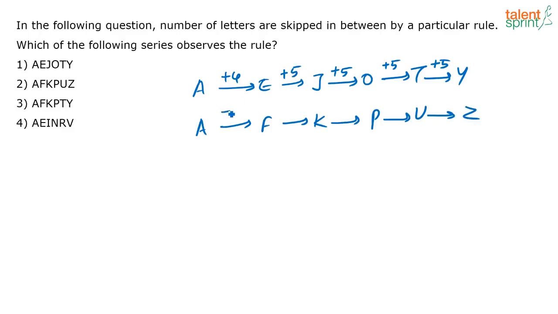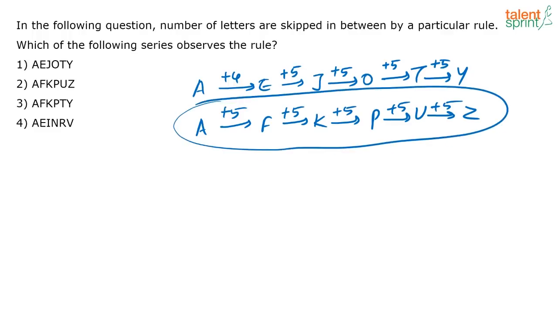Now, if you look at the next one, you have A, F, K, P, U, Z. Here A plus 5 is F, F plus 5 is K, K plus 5 is P, P plus 5 is U, and U plus 5 is Z. So, here there is a uniform pattern that is being followed throughout. Yes. So, this has to be the one which observes the rule. You can also check the other option. Again, in some places it will be plus 5, in some places it will be plus 4. There is no uniform rule. So, the only option which will follow a fixed rule is option 2. So, the correct answer here will be option 2.